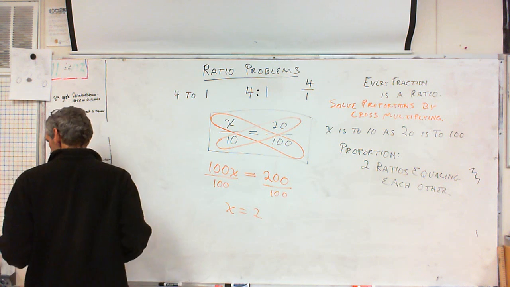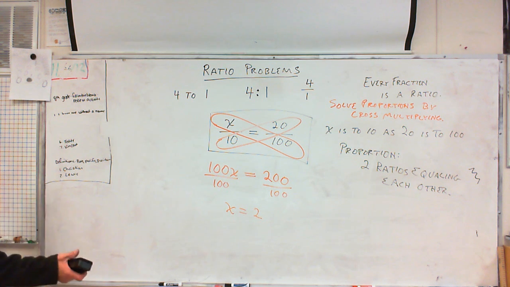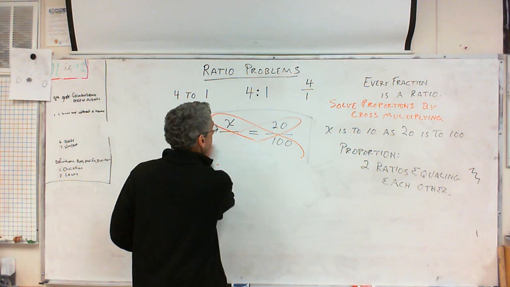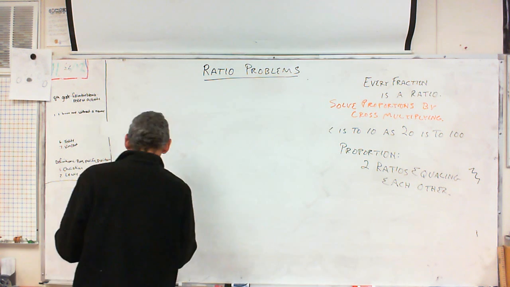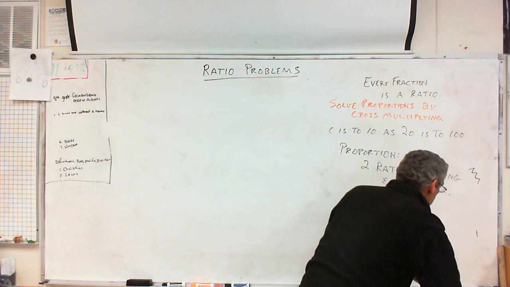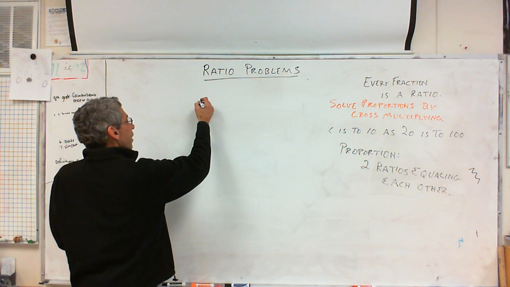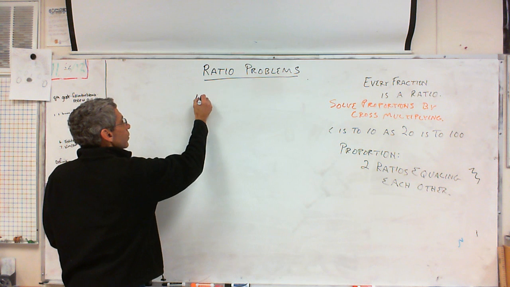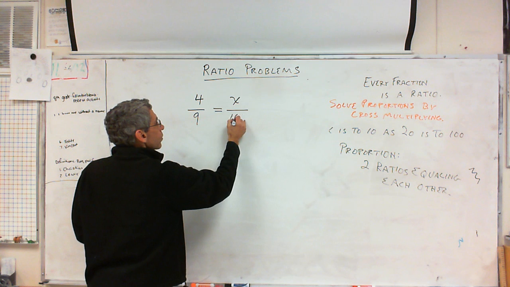Maybe we'll do one more just to see. Let me see if I can grab one from the book. Okay, 4/9. Okay, that's fine. I'm going to erase that. Hope that's okay. I should use black, not blue. All right, so let's say we have 4/9 is equal to x over 108.